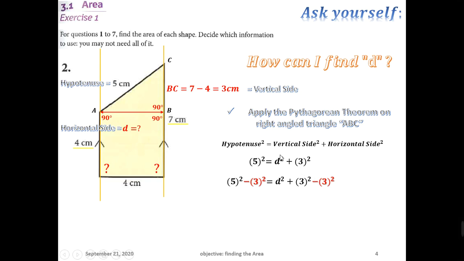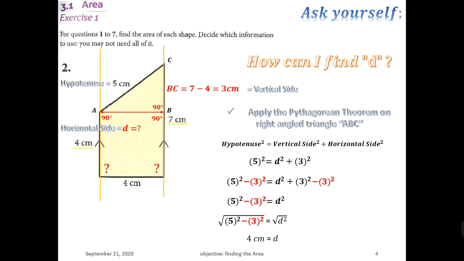So we're isolating D. We want D on its own on this side. So we're going to subtract 3 to the power of 2. Whatever I apply on the right side, I must apply on the left side. So D squared is equal to 5 squared minus 3 squared. But we are trying to find D, not D squared. So we must square root each side of the equation, which is as following.